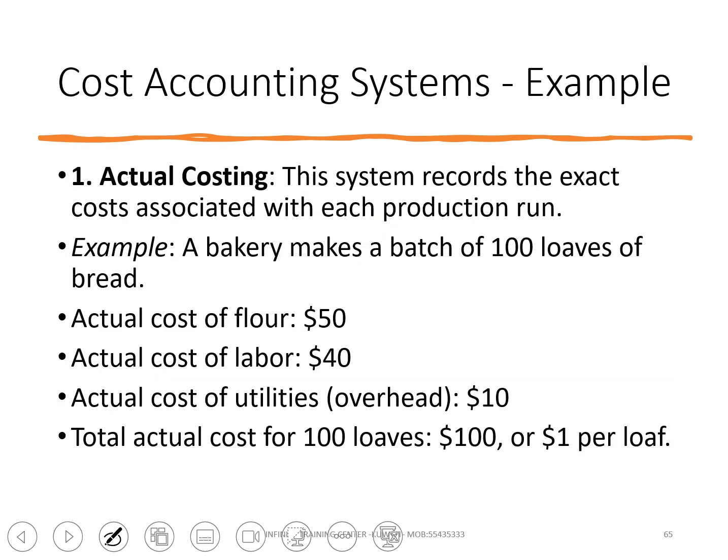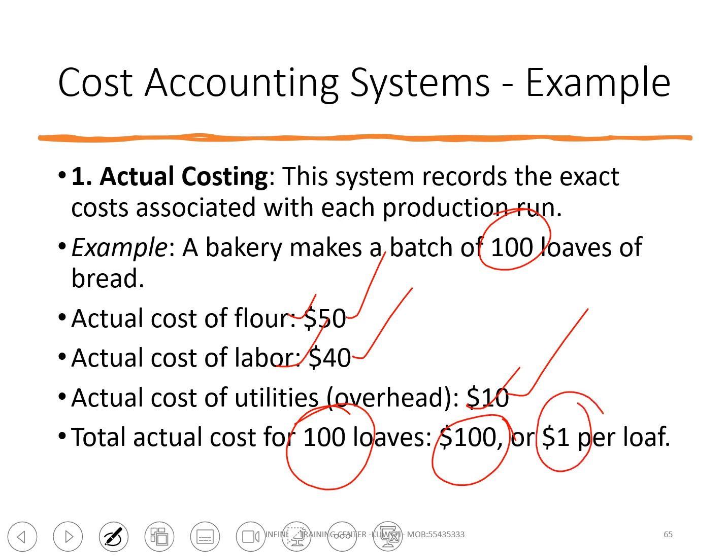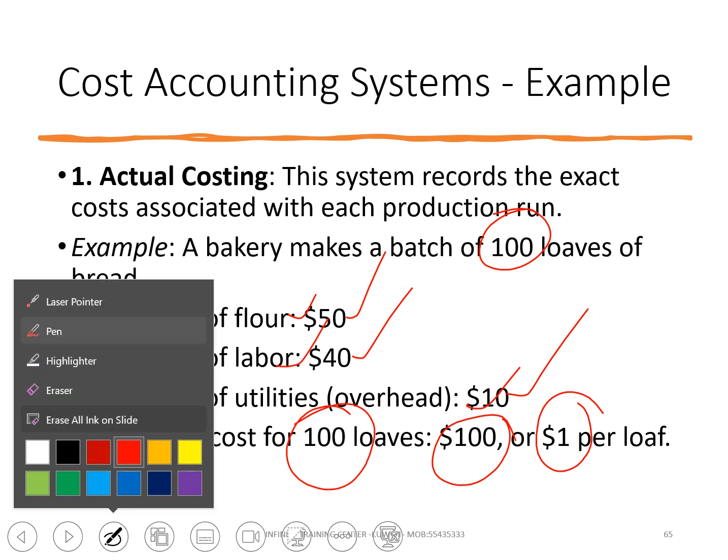Okay, so we have an example here. We have a bakery that makes a batch of 100 loaves of bread. Their actual cost of flour is $50, actual labor is $40, and actual cost of utility is $10. So they took the total cost as 50, 40, and 10, which is 100, divided by 100 loaves of bread. That means $1 per loaf. The cost is going to be $1 per unit when we use the actual system in this case.